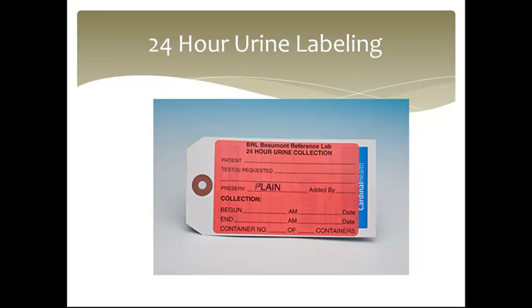So here's an example of a 24-hour urine label. So the patient's name, the test requested, the preservatives that are included in the 24-hour urine, who they were added by, when the test began, so what time, and then the date, and the end time and date. Sometimes some patients will need more than one container for their 24-hour urine collection. So if it's the first container, it would be 1 of 2, and if it's the second container, it would be 2 of 2.